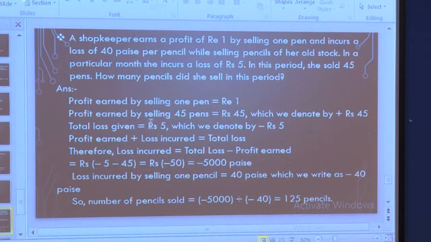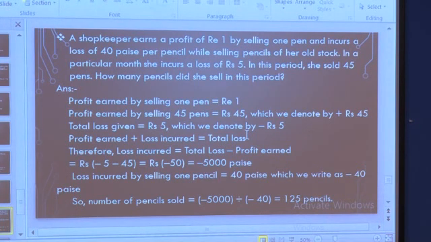Profit earned by selling how many pens? 45. Yes, 45 pens is 45 multiplied by 1, which will always be 45. So, we are writing rupees 45, which we denote as plus 45 because it is a profit. The total loss given, how will we indicate it? It is equal to rupees 5, which we denote as minus because when it is a loss we have to write minus 5.